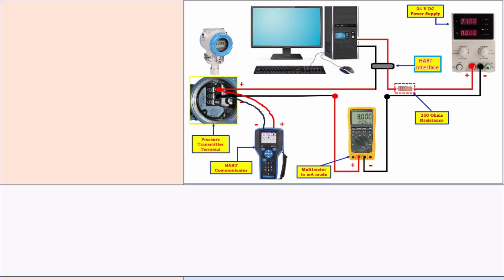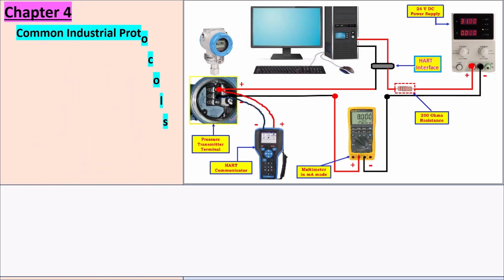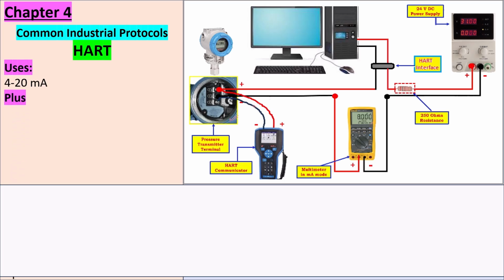Chapter 4. We'll be doing common industrial protocols in this chapter. The first one is HART. It uses 4 to 20 milliamps plus digital communication. It's very popular, easy to install, and can replace older transmitters.